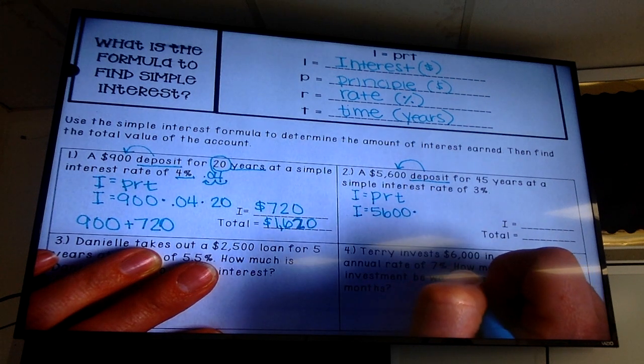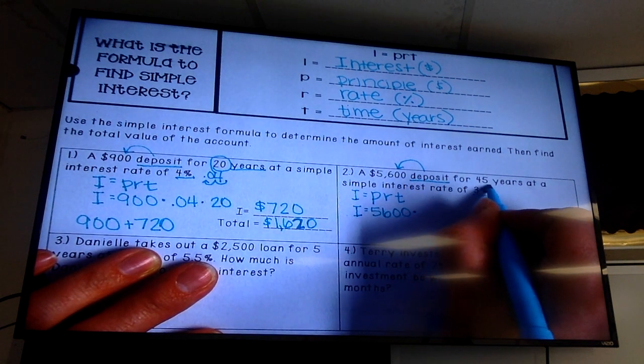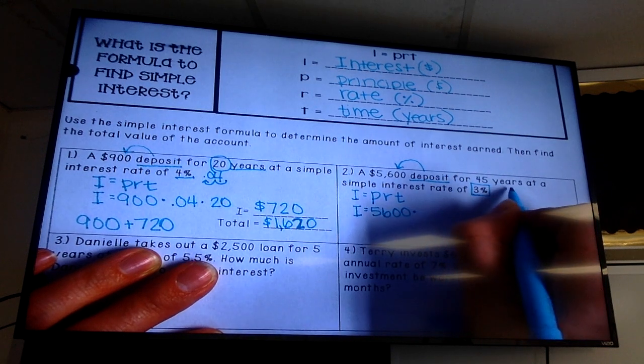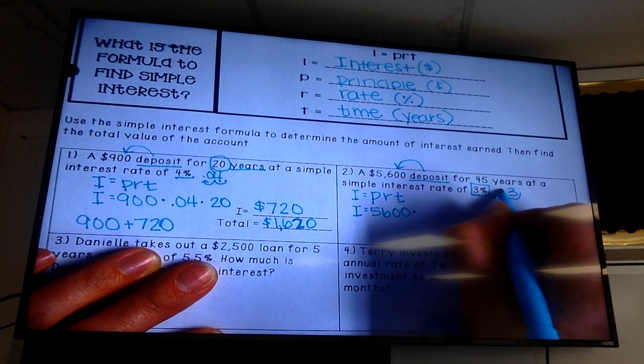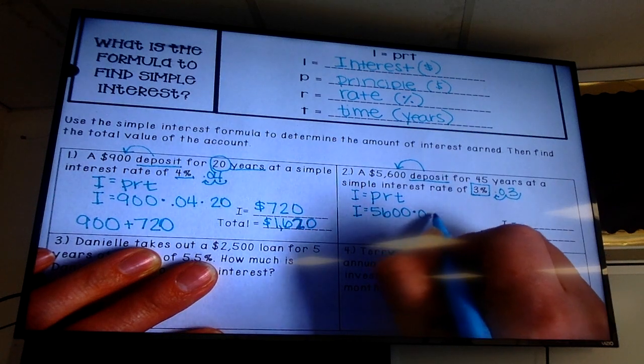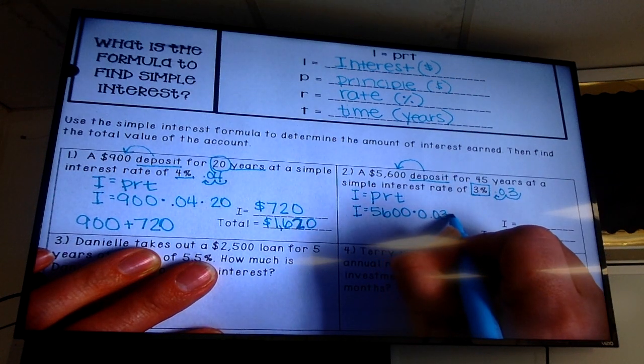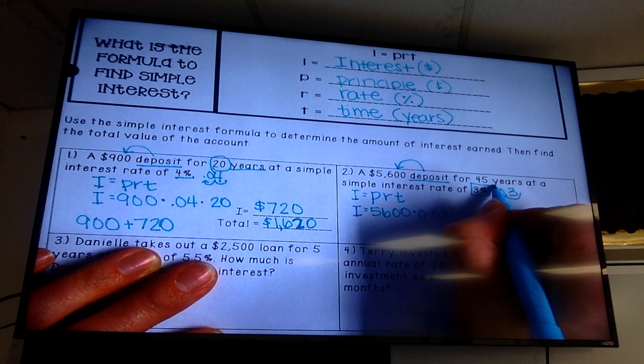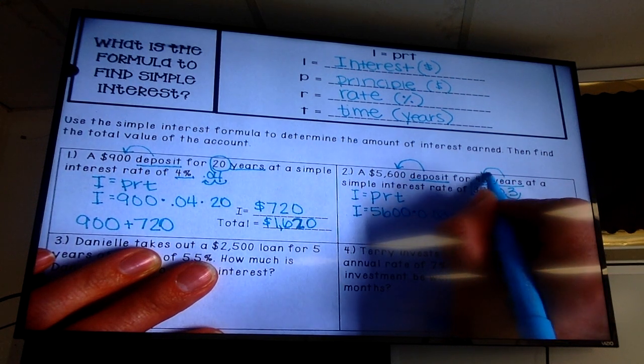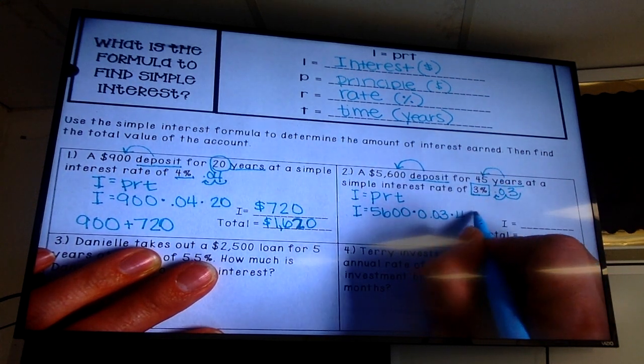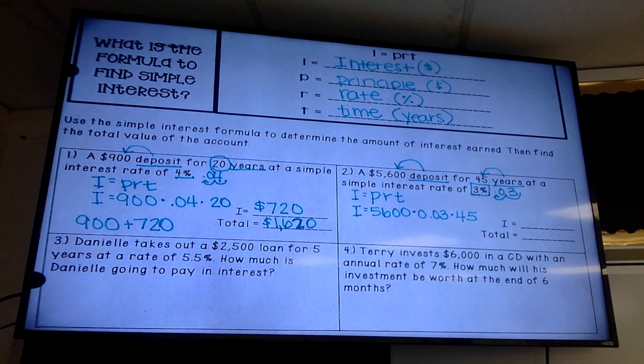Times my rate. My rate is always a percent. So here's my percent. And remember, I got to turn that percent into a decimal. So that's going to be 3/100 times the time. And the time has to be in years, which it is, so that's good. So I'm going to multiply it by 45. So let's figure out what the interest would be. So I'm going to put 5,600 times 3/100 times 45.